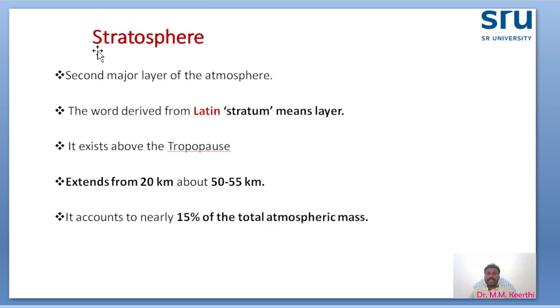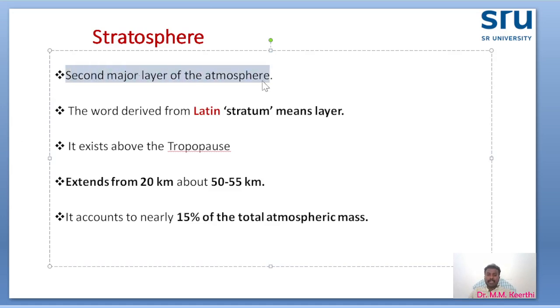Okay. The next layer is called the stratosphere layer. It is the second major layer of the atmosphere. The word stratosphere is derived from Latin. It comes from stratum. So troposphere is a Greek word, and stratosphere is a Latin word.